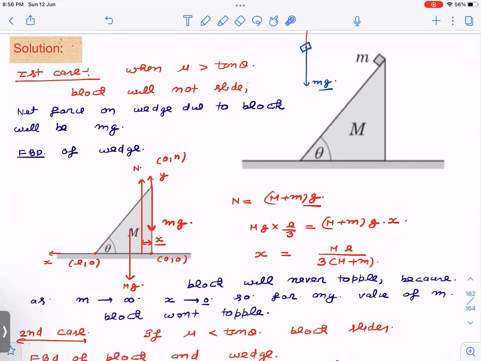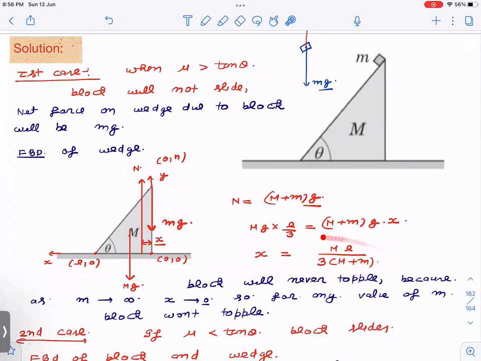It tends to 0 when m tends to infinity. So when the mass of the block becomes very, very large, this x will tend to this, right? In that case, we can say that it is never going to topple because x will not become 0. It will only tend to 0. The wedge will topple when the normal has a tendency to go out of this, somewhere here. Then it will topple.